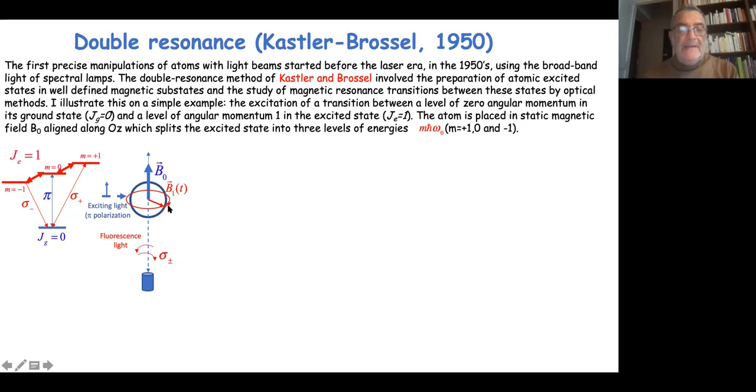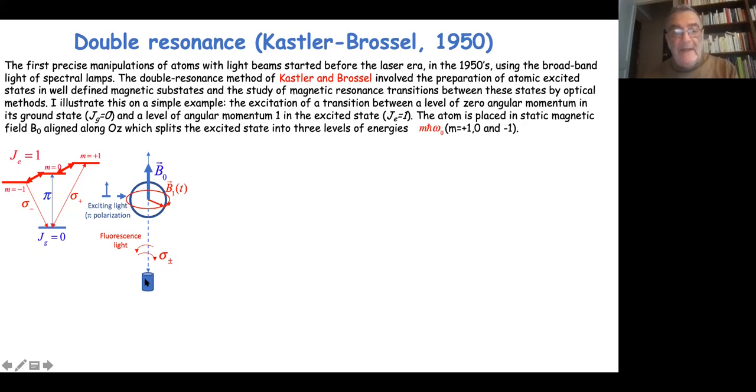When this field rotates at the Larmor frequency imposed by the static magnetic field, transitions occur between m equals 0 and m equals +1, and m equals 0 and m equals -1. So assume that you excite with pi polarized light. When the atoms are resonant, some atoms are carried from m equals 0 to m equals +1, and when they fall back in the ground state, they emit sigma plus polarized photons. These photons do not exist if you don't have the resonance condition, because there is no possibility to emit sigma plus light along the direction of the static magnetic field.